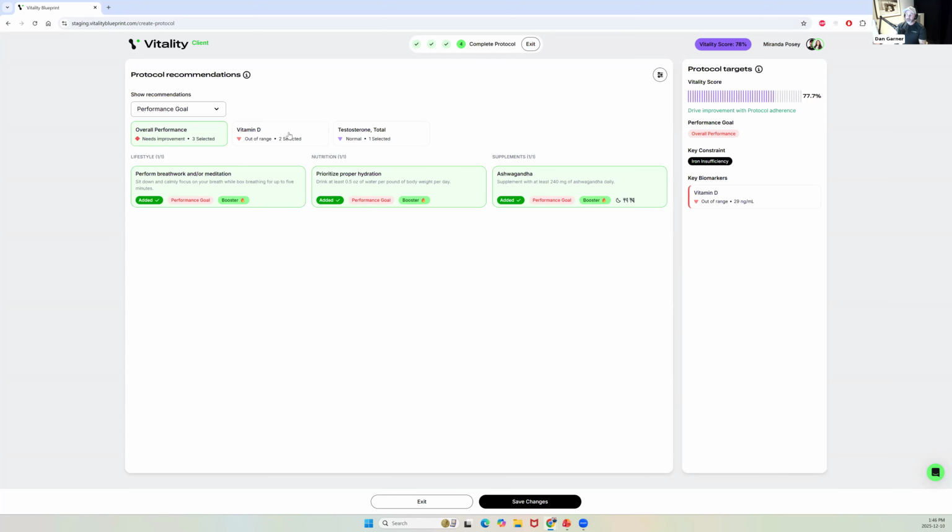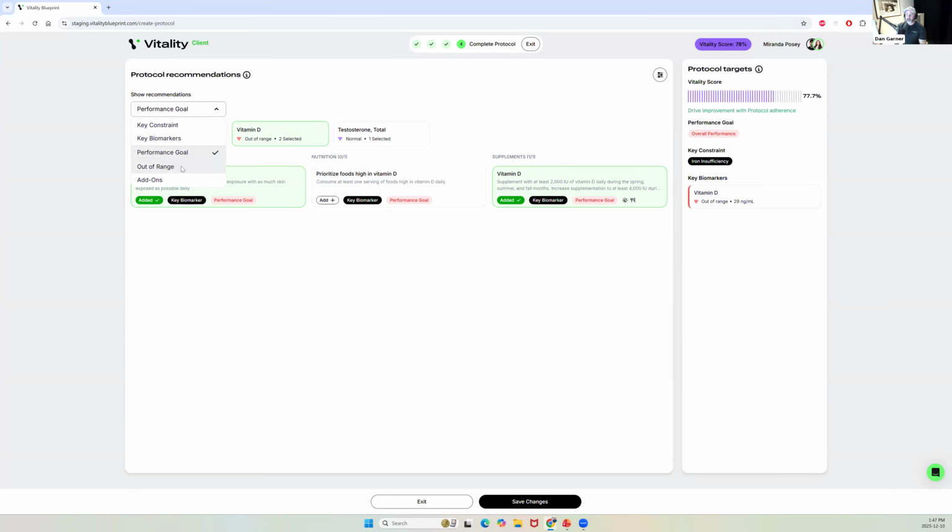But then your performance goal ones, these are the ones where they may come back normal, but we can still work on them because they're your goal. You really want to focus on this thing and you want to optimize every part of it. For her overall performance, 2 biomarkers came back suboptimal. So you could see prioritizing healthy fats is a good one for her here, and then, of course, vitamin D with sun exposure. That is the third layer.